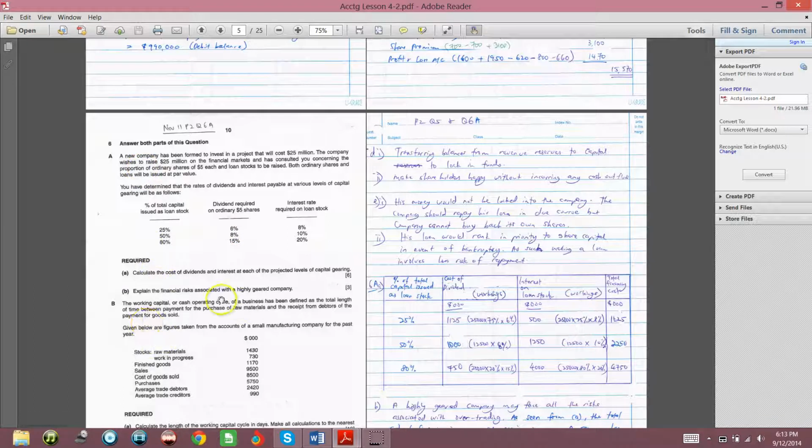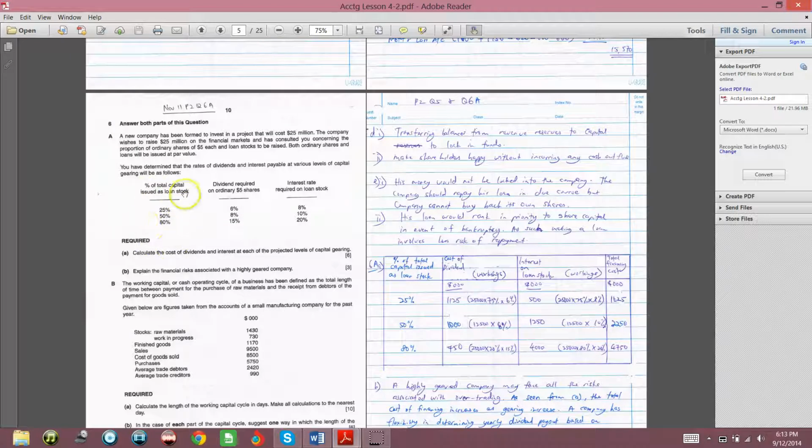6B is not on company accounts, so I won't be going through 6B now. So this one says a new company has been formed to invest in a project that costs 25 million. The company wishes to raise 25 million on the financial market and has consulted you concerning the proportion of ordinary shares of $5 each and loan stock to be raised. Both ordinary shares and loan will be issued at par value. You have determined the rates of dividend and interest payable at various levels of capital gearing as follows.